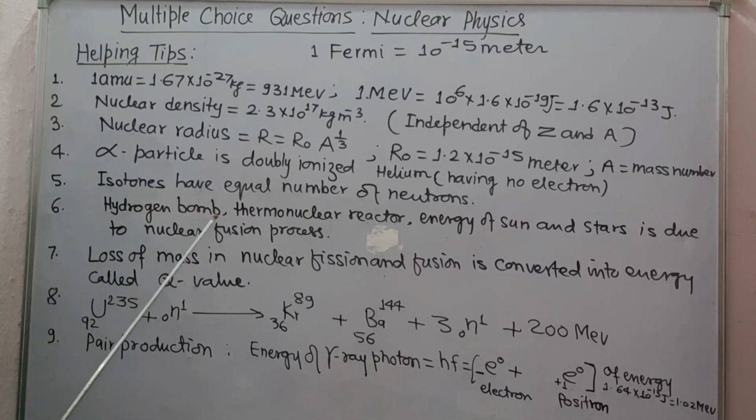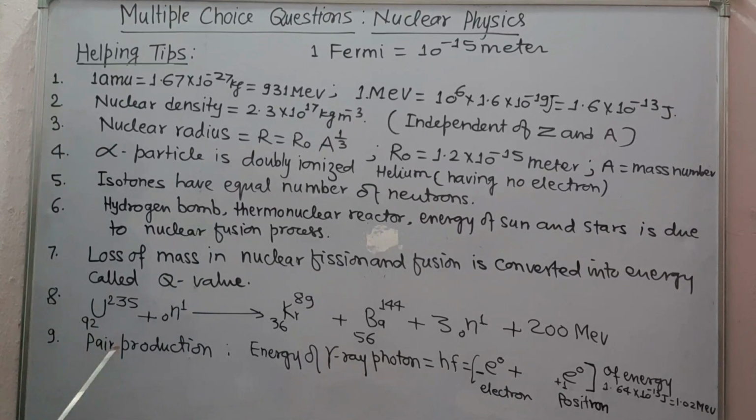Next, hydrogen bomb, thermonuclear reactor, energy of sun and stars is due to the nuclear fusion process. Next, loss of mass in nuclear fission and nuclear fusion is converted into energy called Q value. Nuclear fission reaction for uranium 235 (92, 235) by the bombardment of a neutron is given by this relation, where Q value is 200 million electron volt.